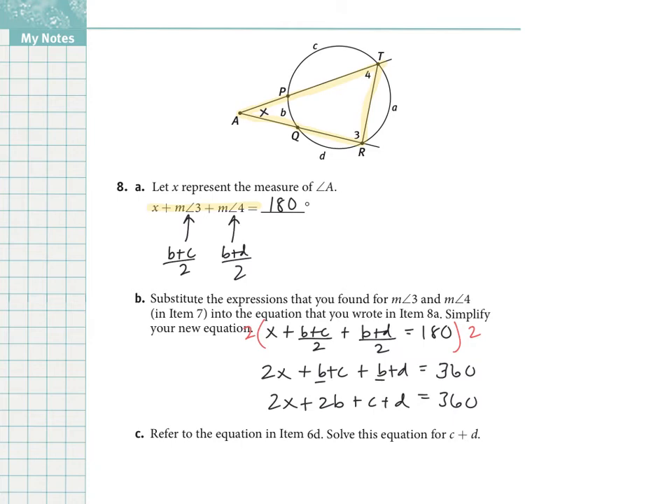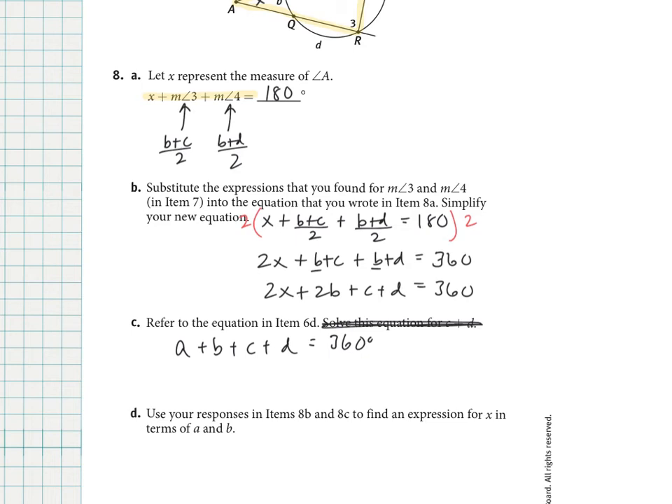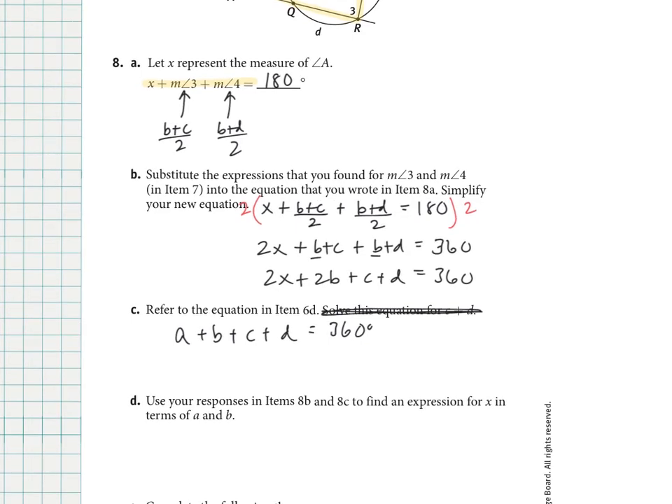So go ahead and actually, we're going to cross out the second sentence, those directions. Let's just take the equation that we have from the previous page, 6D. So we came up with that on 6D. We actually did this previously. So it was just A plus B plus C plus D, and we filled in that it equaled 360 degrees. So now what it wants us to do is to take our responses that we have in parts B and C and bring them together for D.